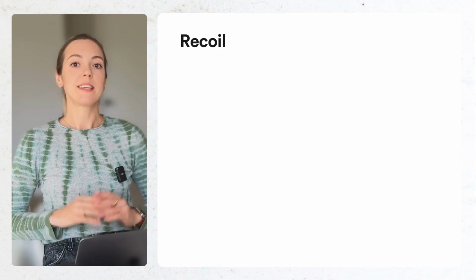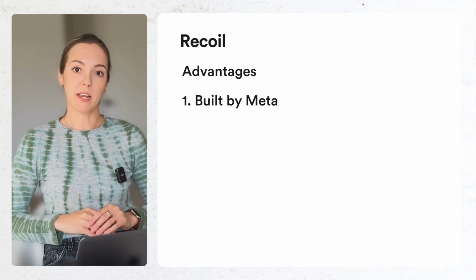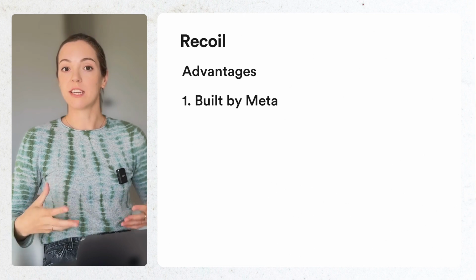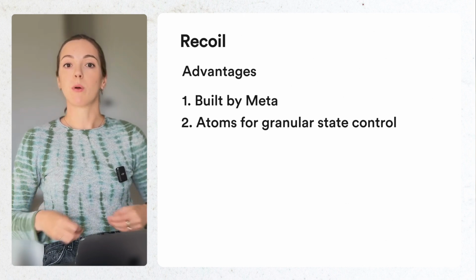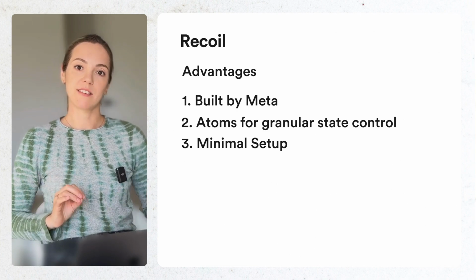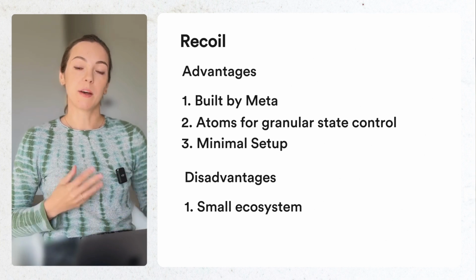Something that I've been using a lot lately in my professional projects is Recoil. Recoil is a state management library that was announced by Meta in 2020. It is built by Meta, and it allows for more granular control of your state with atoms. Once again, it requires minimal boilerplate and allows for extremely granular updates. However, it has a significantly smaller ecosystem and user base compared to Redux.